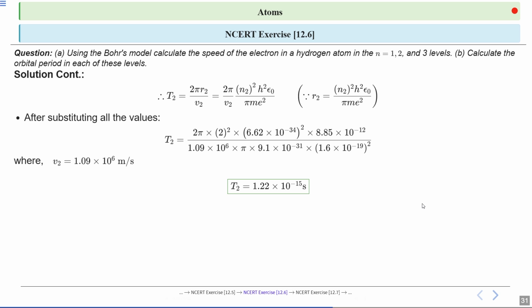After calculating, we find the orbital time period. T2 is 1.22 times 10 to the power minus 15 seconds. This means the electron completes one full orbit around the nucleus in a tiny fraction of a second.